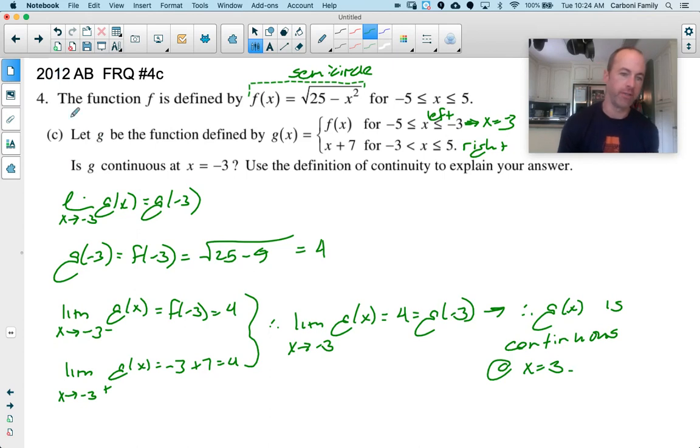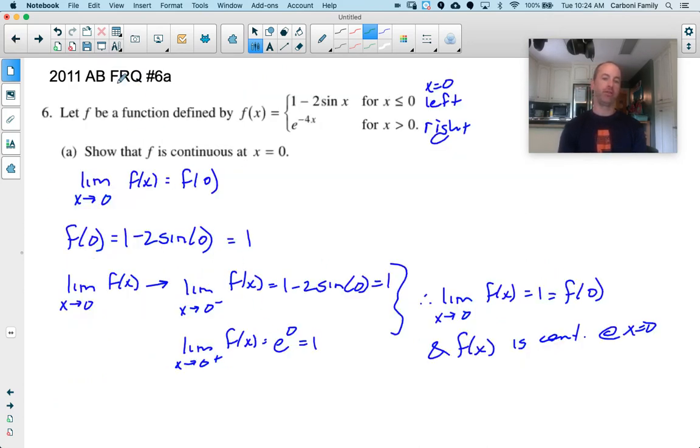And so make sure you answer the question. Notice in the 2012 question, they actually asked, is g continuous? And so you actually need to make a statement declaring that g is or is not continuous. So I did that here. So if it's a yes or no question, maybe even a good idea is to write the word yes, therefore yes, because they did ask a yes or no question.